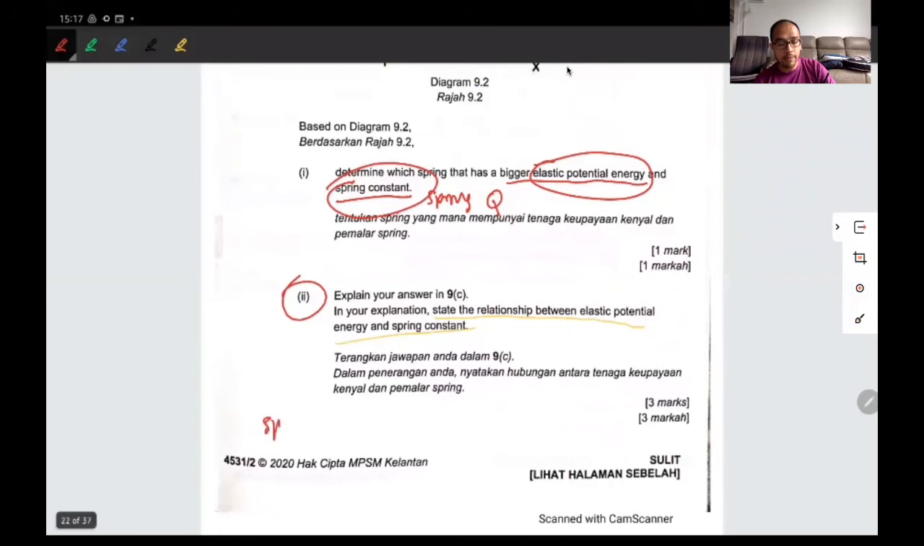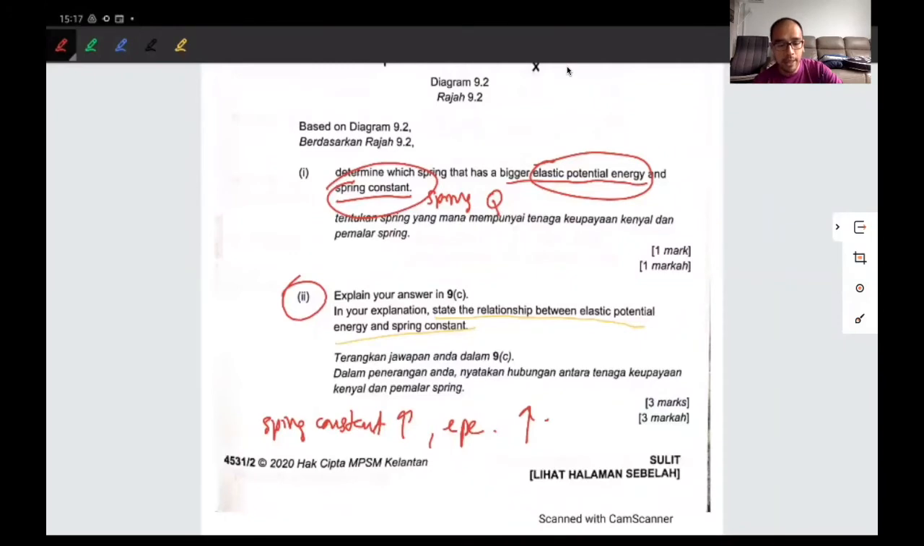Spring constant must come first. The bigger the spring constant, the bigger the elastic potential energy, because the spring constant is the one that affects the elastic potential energy. So spring constant must come first.